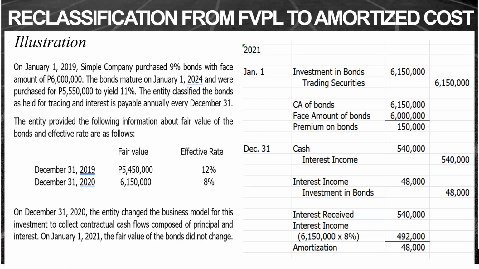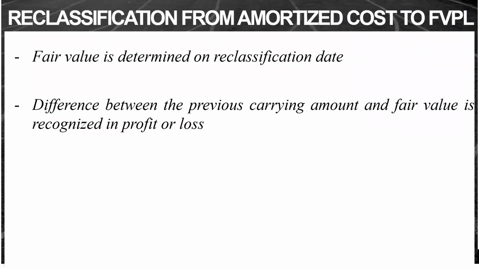So to record that, we debit interest income 48,000 and credit investment in bonds at 48,000. Okay? So that's it for the fair value through profit or loss to amortized cost. Let us now proceed to case 2. This is the reclassification naman from amortized cost to fair value through profit or loss.